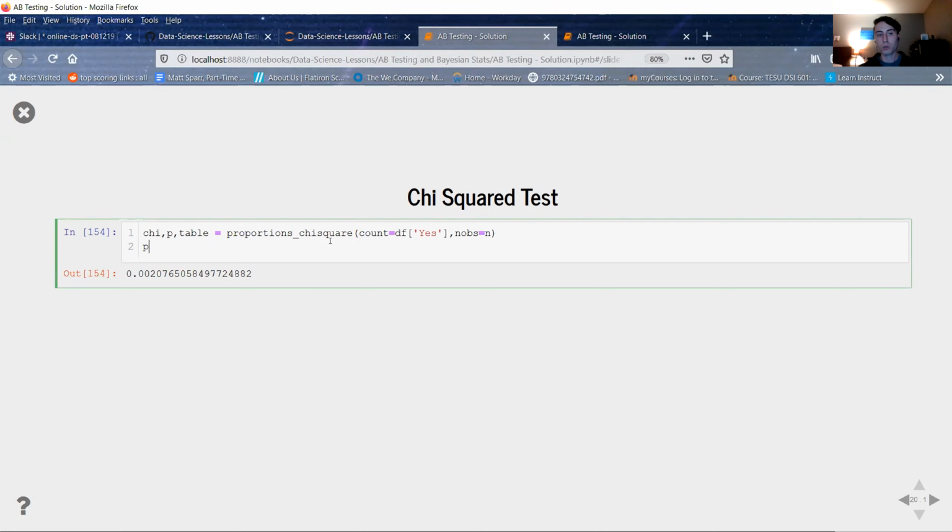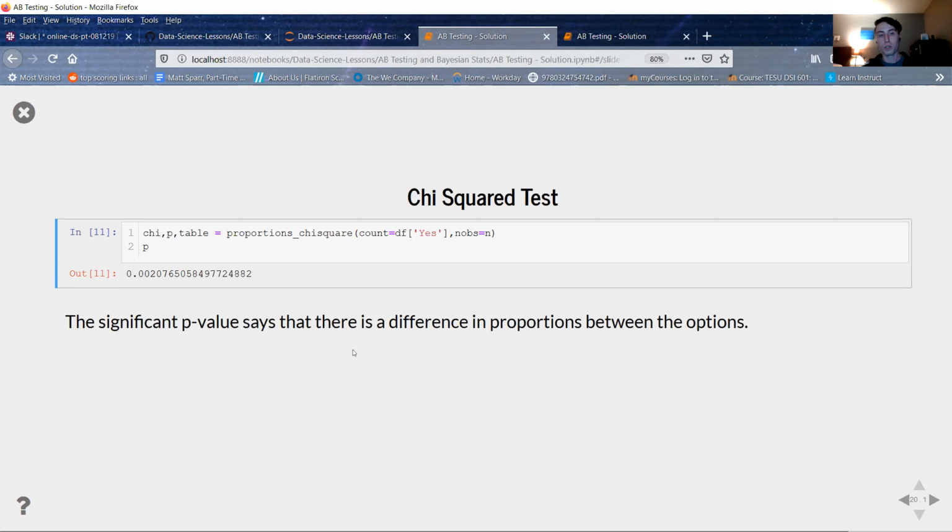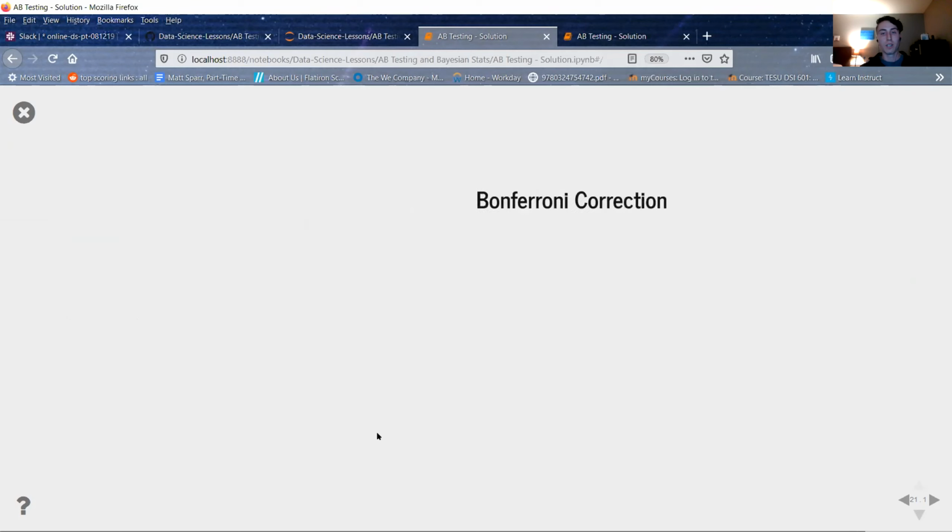So all we have to do is run the same code, basically, pass in our yes column. There's just 3 rows in it now, and then pass in the number of observations in each. And that will give us a significant p-value again, which isn't too surprising since that group C is really low compared to the other ones. So the p-value says there is a difference in proportions between the options, but where's the difference? Just like ANOVA, we don't know exactly where it is.